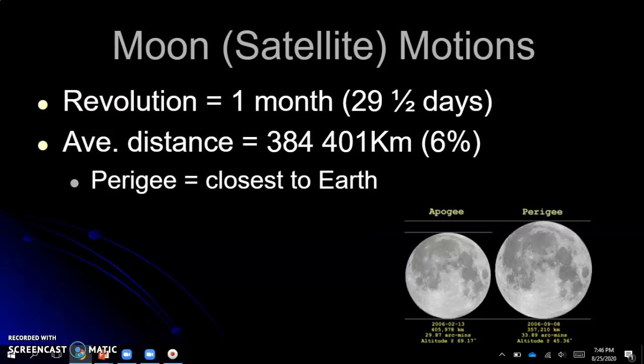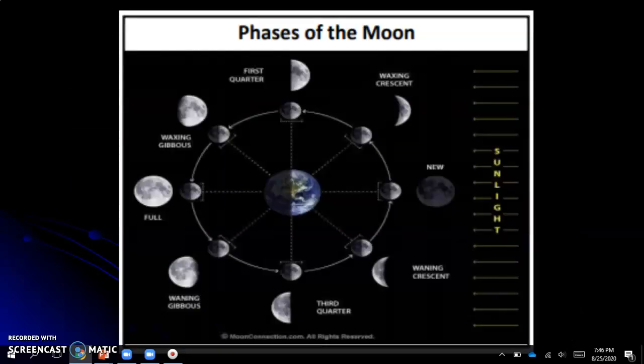And if we refer to a perigee, that is when it's closest to the Earth, and an apogee is when it's furthest. I'm really not super concerned about you knowing that. That's just a little tidbit of knowledge for you.